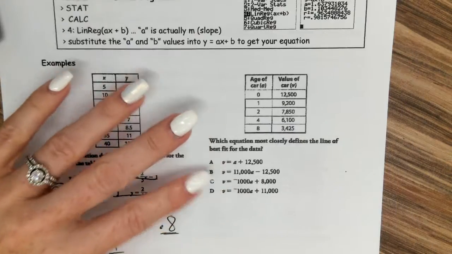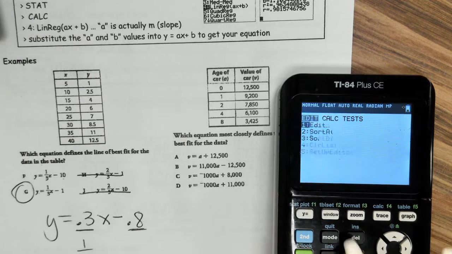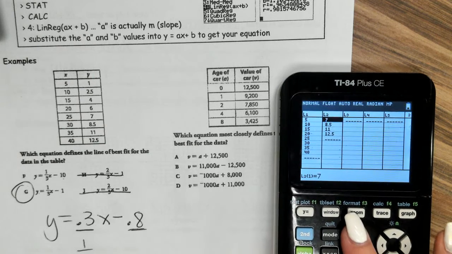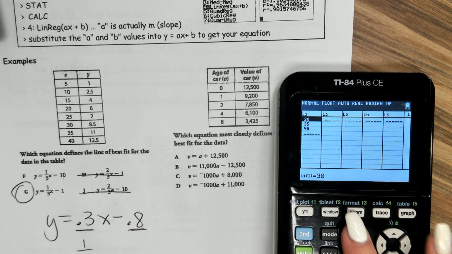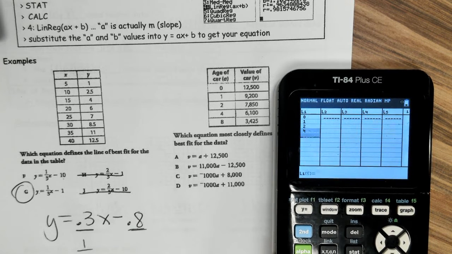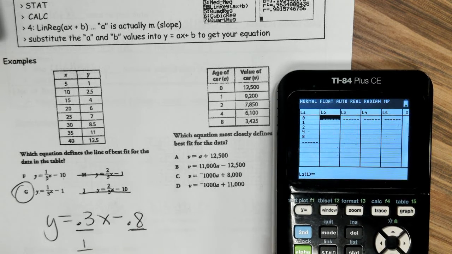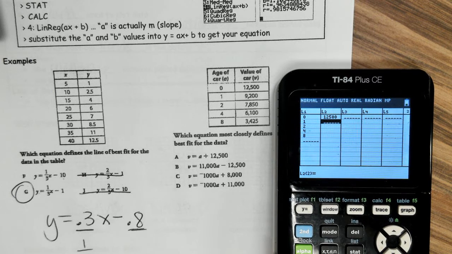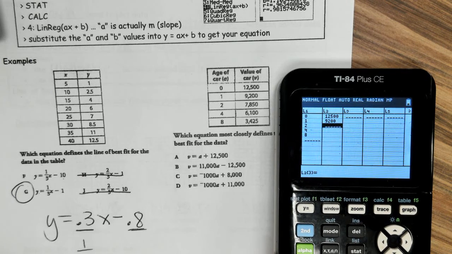All right, let's do this one. So go to Stat Edit, delete everything there, and enter in what you've done. Remember, don't ever put commas in, but if it's a decimal, it does have to be put in.